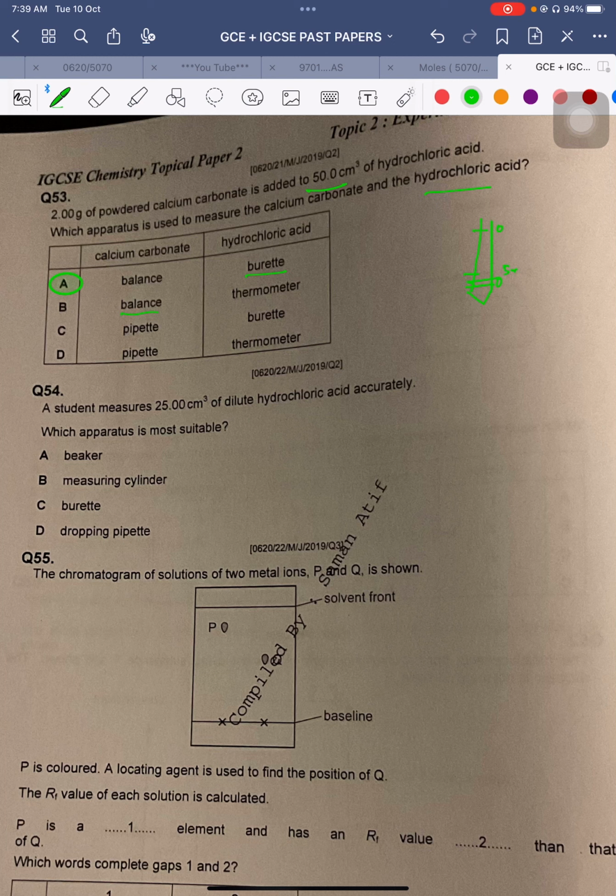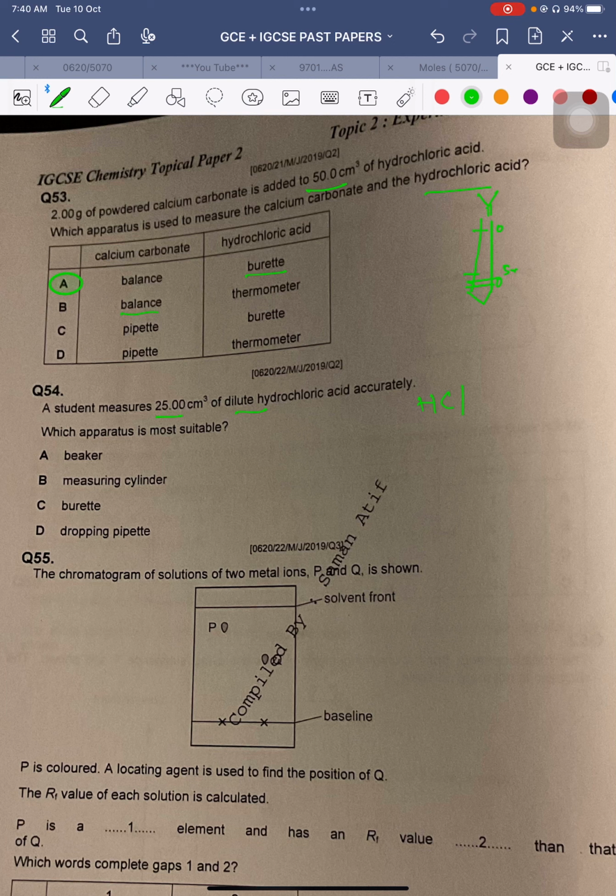All right, so a student measures, and it is filled from the top. Before moving towards question number 54, I would like to inform you that a burette is filled with the help of a filter funnel, by keeping the filter funnel at the top of this burette. A student measures 25 centimeter cube of dilute hydrochloric acid accurately. Which apparatus is most suitable?